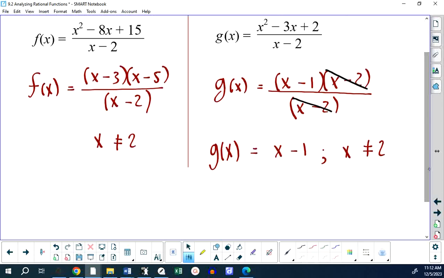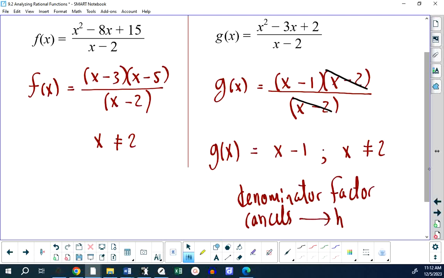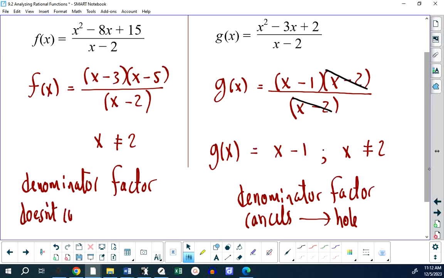So, denominator factor cancels. Sometimes it's just easier to write whole. Denominator factor doesn't cancel. Vertical asymptote.